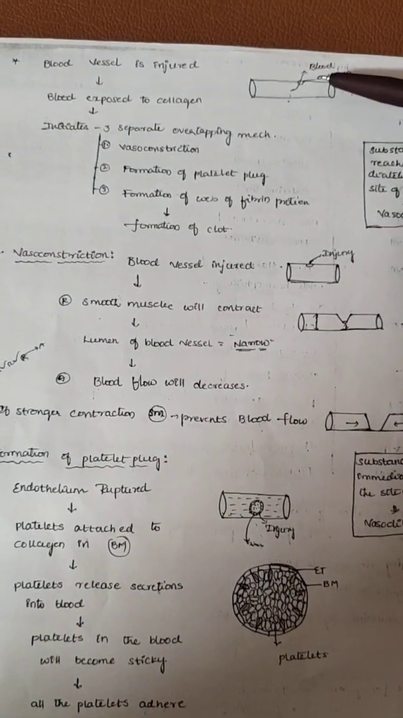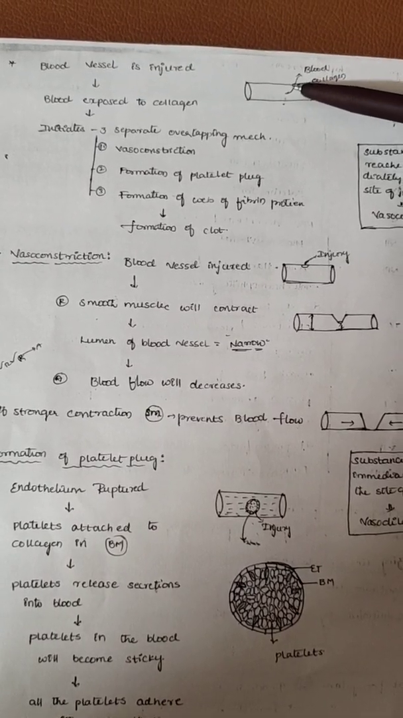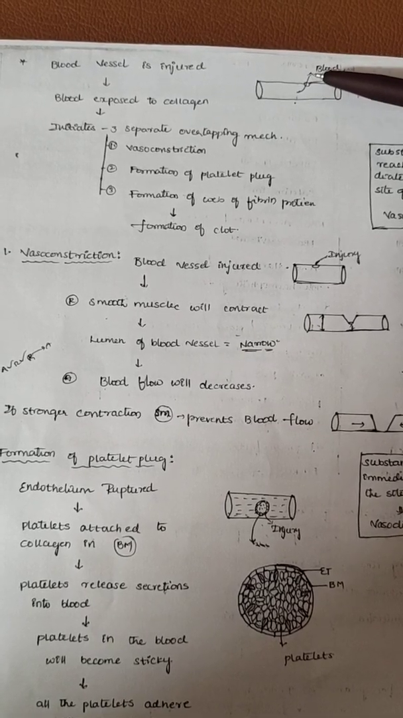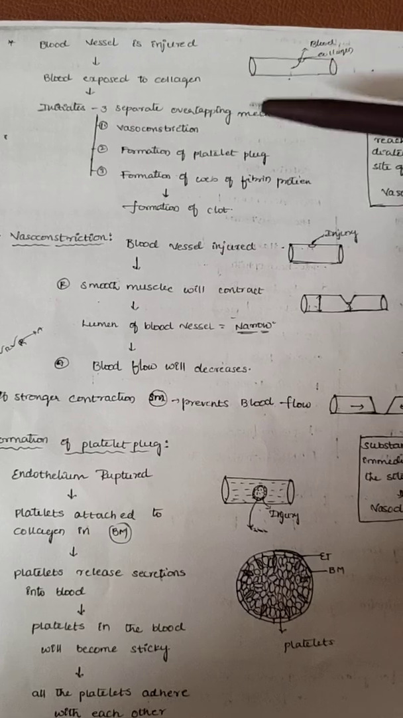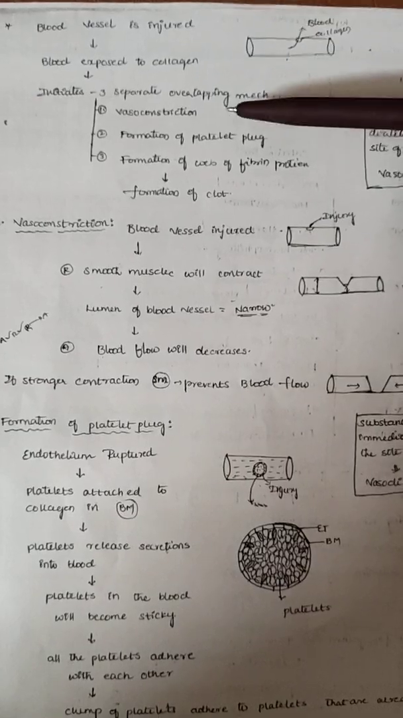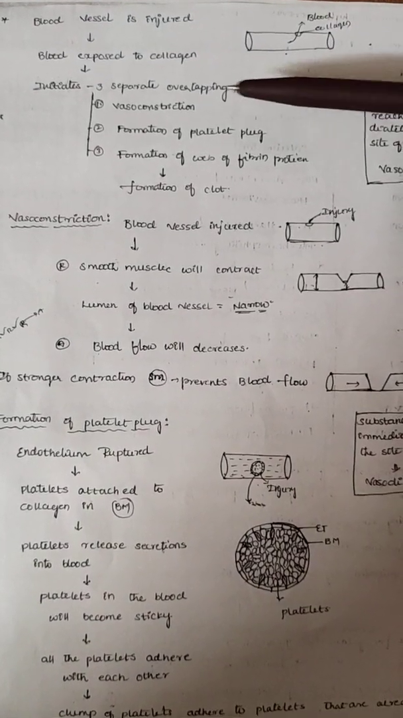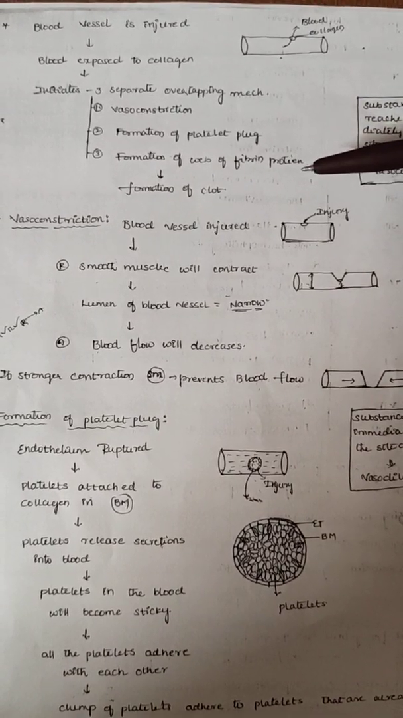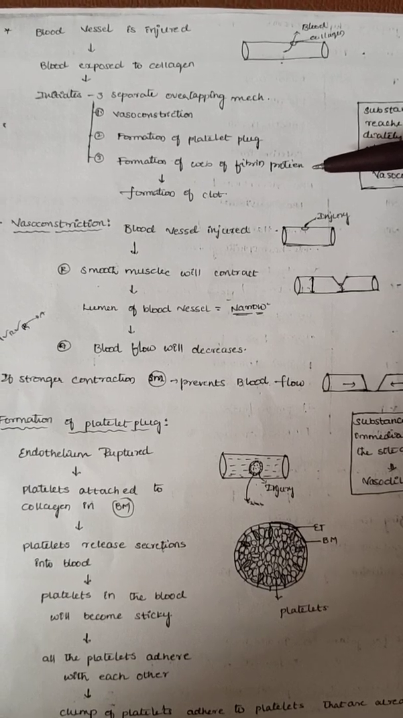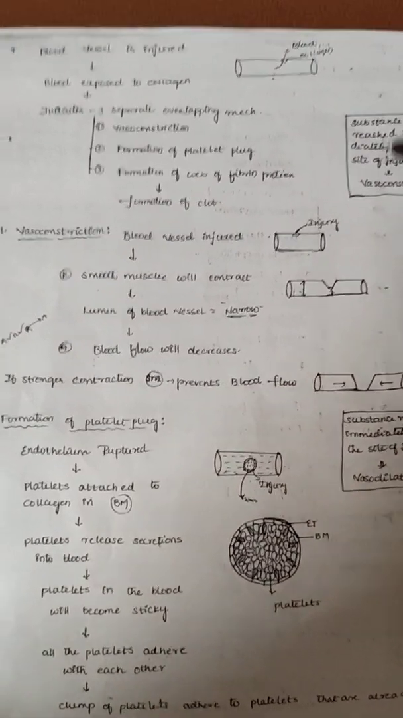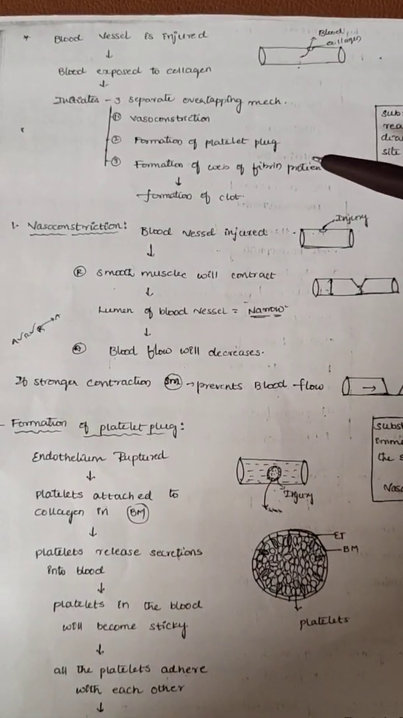When the blood vessel is injured, blood is exposed to collagen fibers. Here they are collagen fibers. Now for this initiation there are 3 separate steps. The first step is vasoconstriction. The second step is the formation of platelet plugs, and the third is the formation of a web of fibrin proteins. Then they can form a clot. Now what is vasoconstriction, what is platelet plug formation and what are the fibrin proteins?